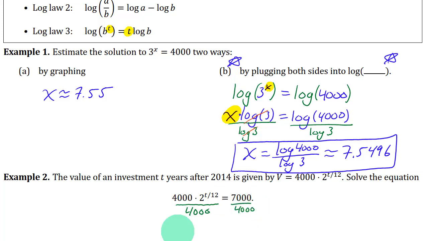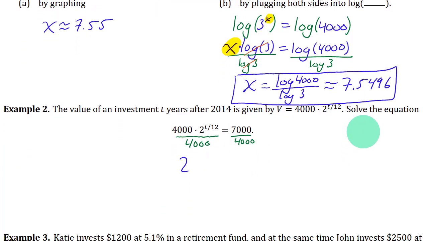And that would give you 2 to the power t over 12 equals 7,000 divided by 4,000, which is the same as 7 over 4. And now that you have just 2 to a power equals 7 over 4, now is when you can do a logarithm of both sides. And it will work out nicely.